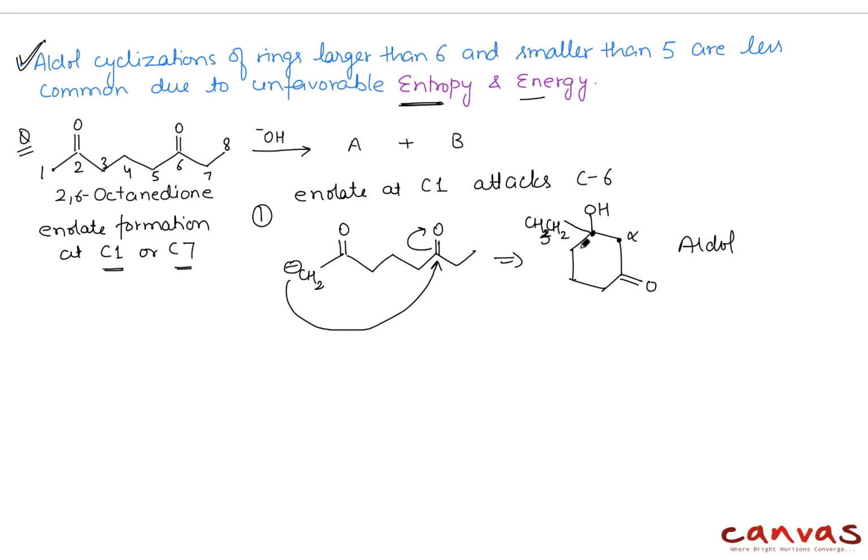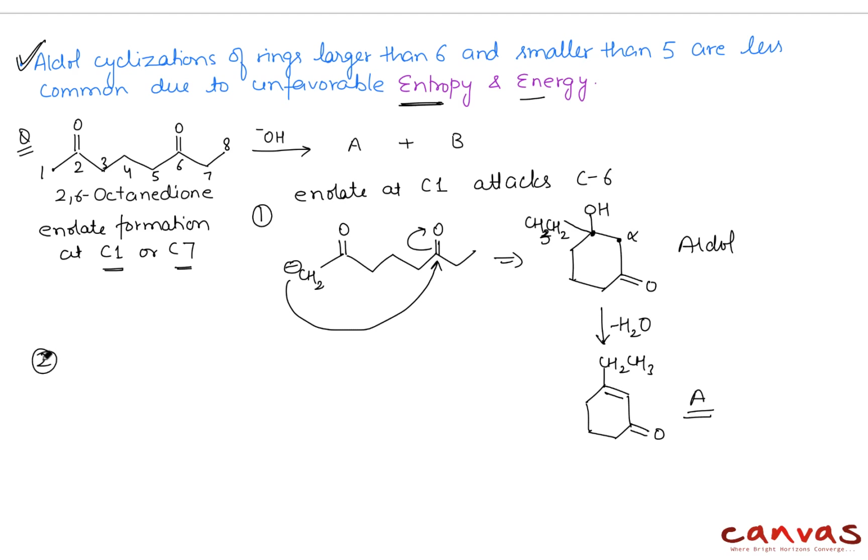If you're going to carry out dehydration further, removing water from this, then we'll be getting this OH and H will be removed, and we'll have alpha beta unsaturated, and here we have CH2 CH3 group. So this is our A.